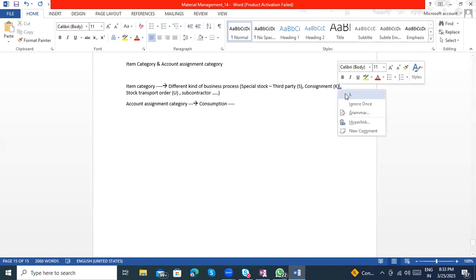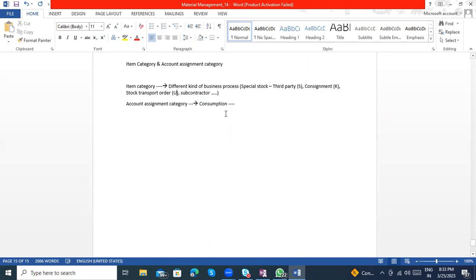Clear? Noted. And this account assignment category, when we are entering it, obviously you have to enter the respective account assignment. Maybe if you enter the cost center, you need to enter the cost center and the GL, respective to the GL account, in the PO itself.